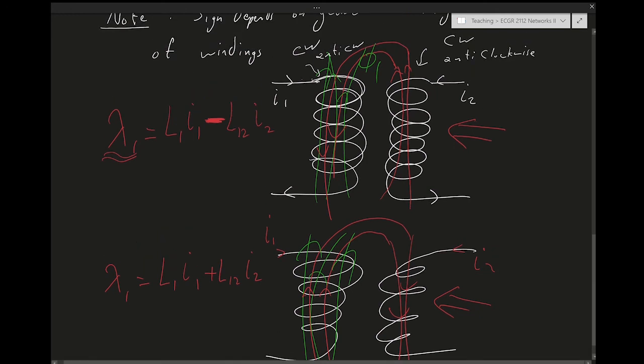And there are only two possibilities. Either the fluxes are going to be additive, or the fluxes are going to be a negation of each other. They will be in the opposite direction. There are no other possibilities, right? And that is solely what determines the sign.